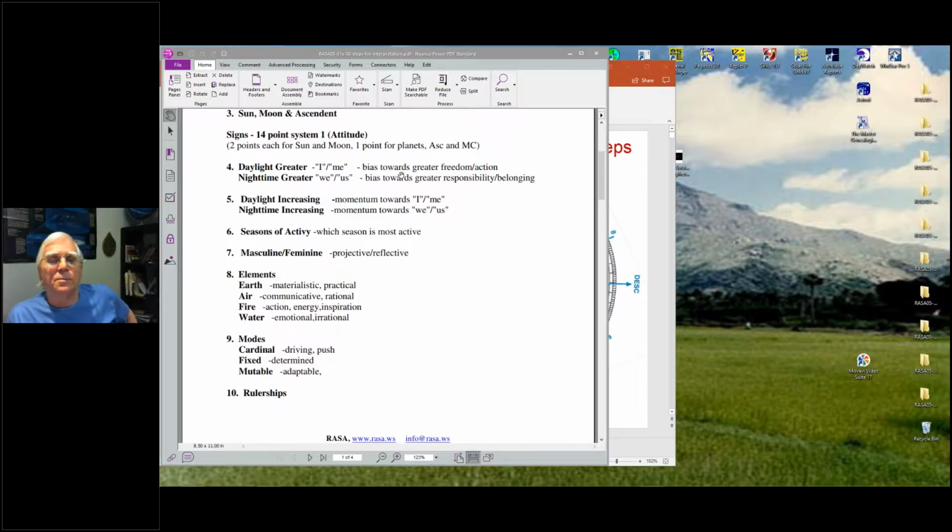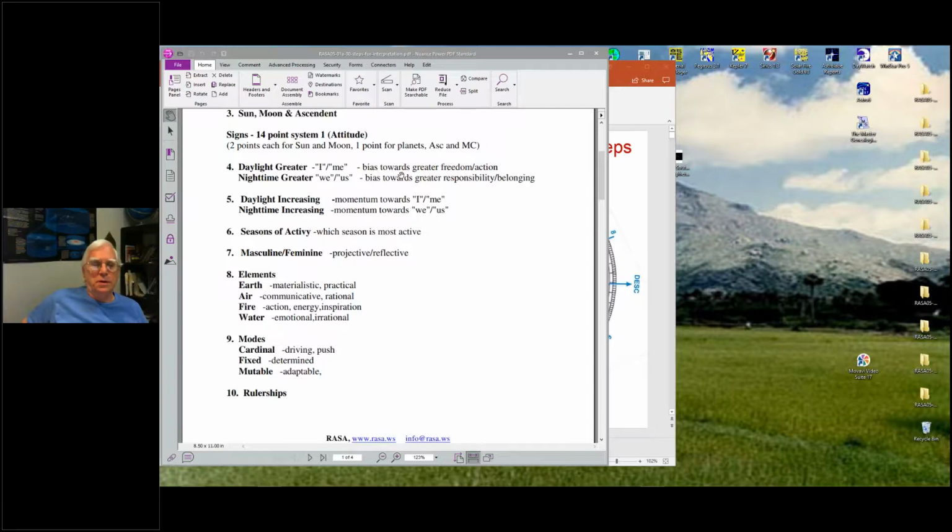Okay, so then you go look around your chart and you count: daylight is greater, how many points, nighttime is greater, how many points, and you just put the points down. I have these worked out, and you'll see how you do it. You can use these sheets just as Word sheets and add factors to it, and your comments of how it works.